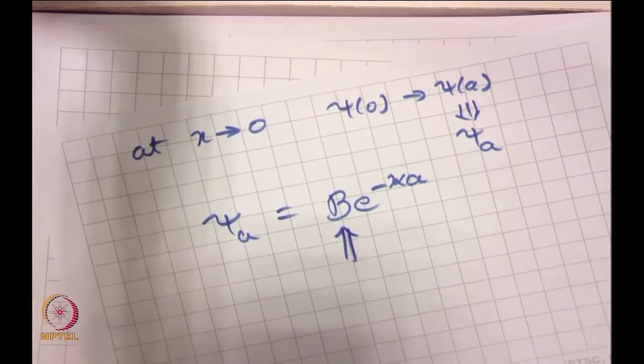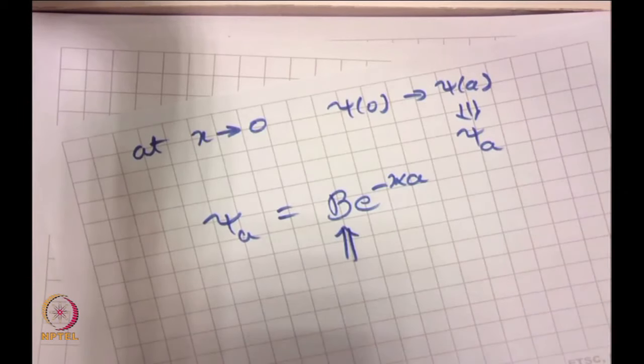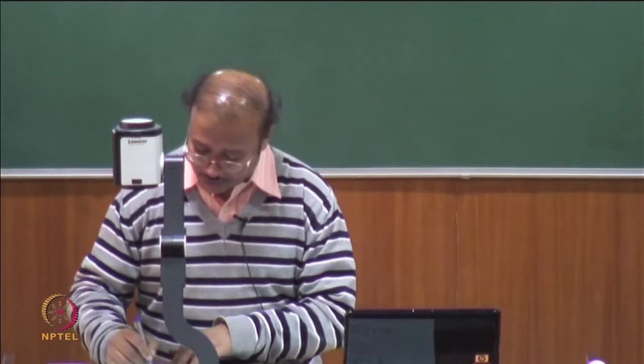I have b from here, right. If I know a, if I know this, I have essentially b. So, now let us combine this. This is what we are looking at.